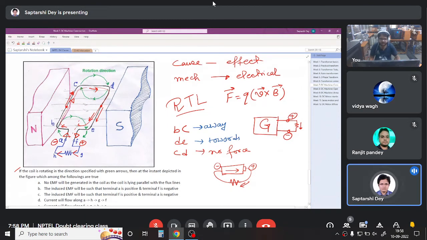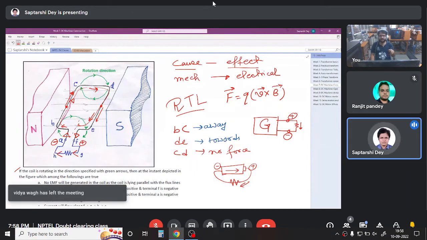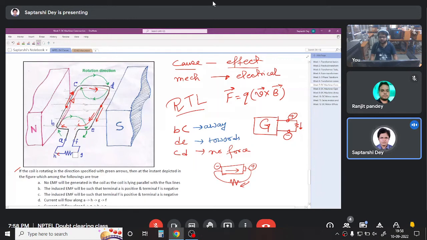So you see, this cause and effect is very much important. Whenever you are asked to find out the direction of motion or the direction of current, you have to first see what is given to you, what is the cause. Then you have to see what is the result out of it. Okay?